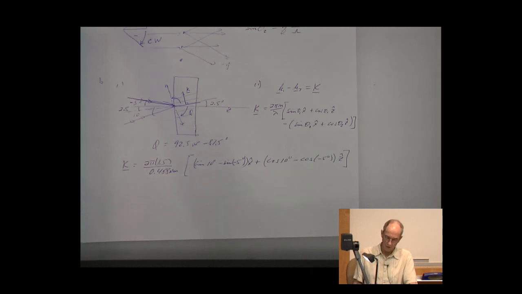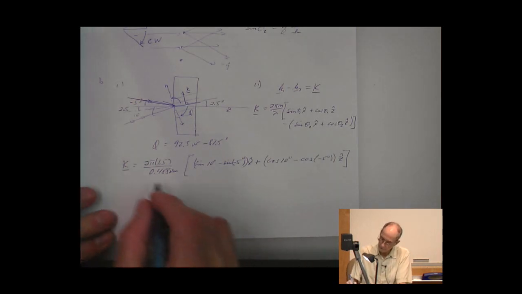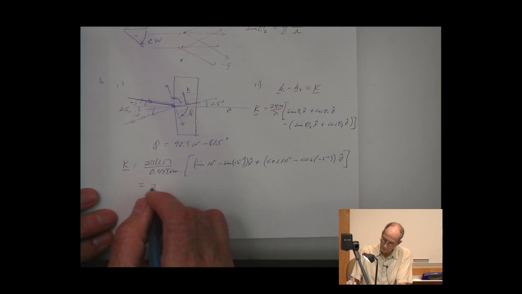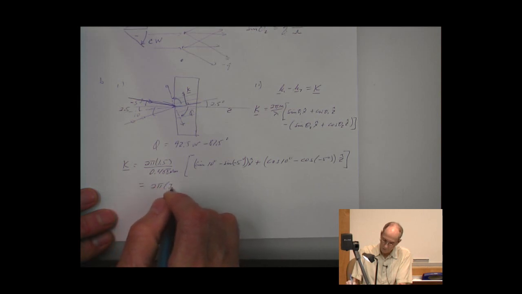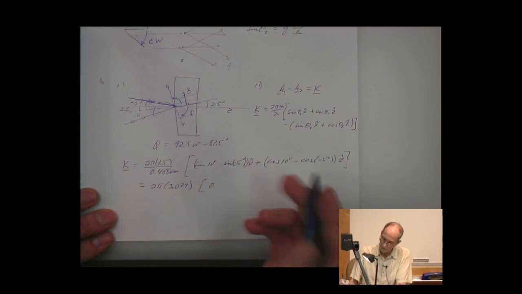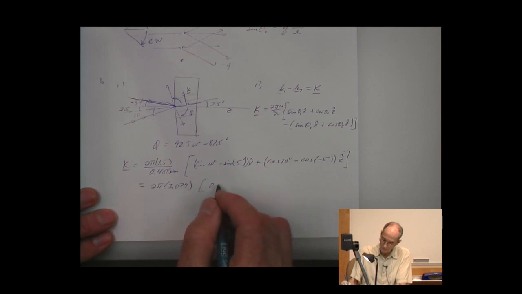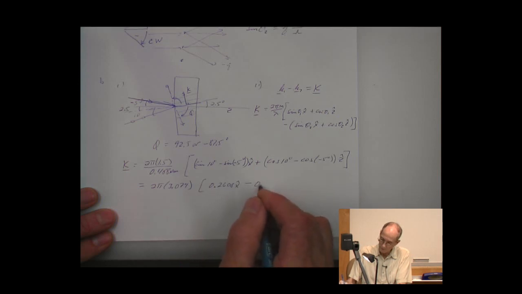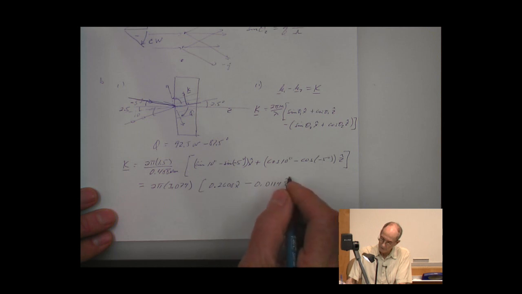Okay? All right, and then I end up with 2 pi times 3.074 times 0. So this is negative and negative. So we add those and we get 0.2608 in the x direction minus 0.0114 z direction.